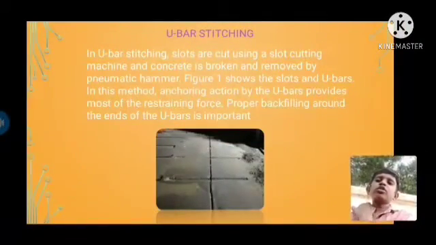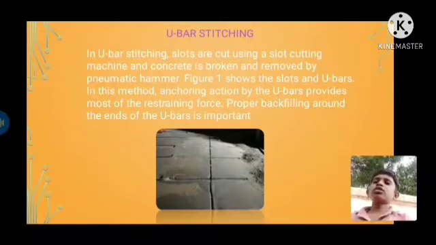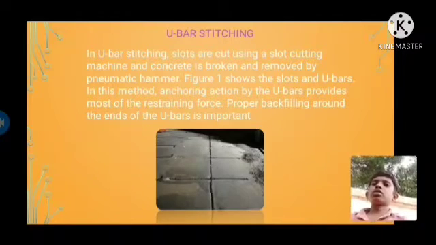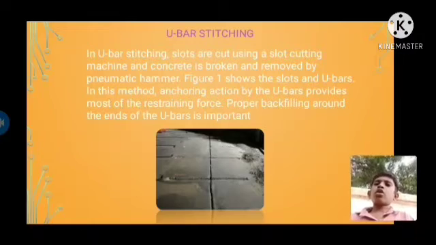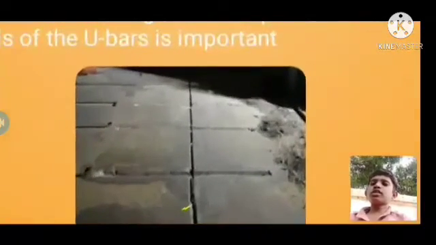U-bar stitching. In U-bar stitching, slots are cut using a slot cutting machine. The concrete is broken and removed by a pneumatic hammer. Figure number 1 shows the slot and U-bars. In this method, anchoring action by the U-bar provides most of the restraining forces. Proper backfilling around the ends of the U-bars is important. This is U-bar stitching.